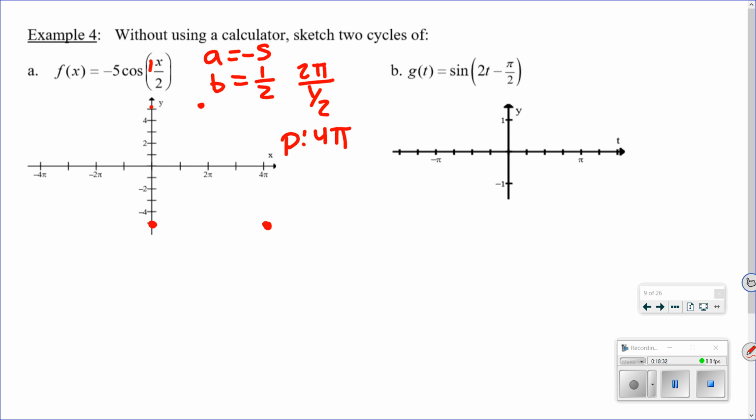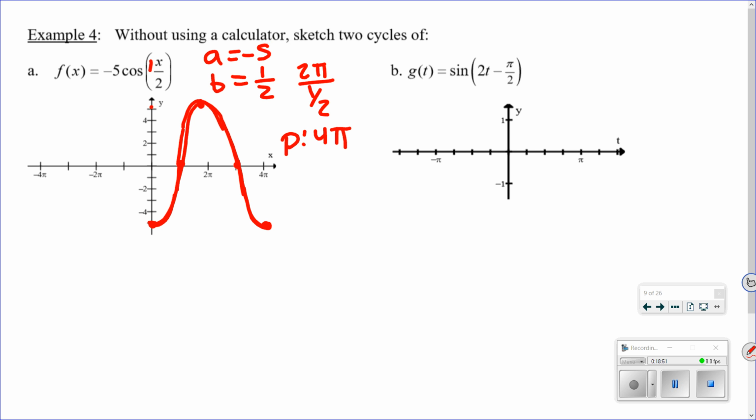Halfway between those 2 points, it's going to cross. And halfway between those 2 points, it's going to cross. So it's going to look something like this. Okay, we're not looking for perfection. We just want the general shape. Obviously, mine's far from perfect. That's one period. It said to do 2 cycles or 2 periods, so let's keep going.